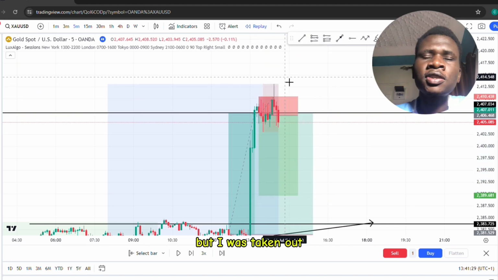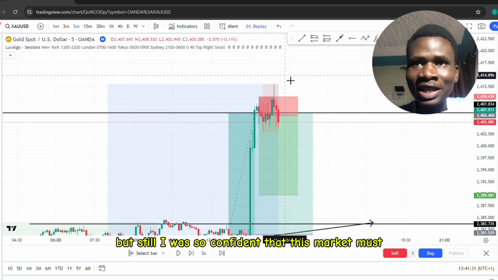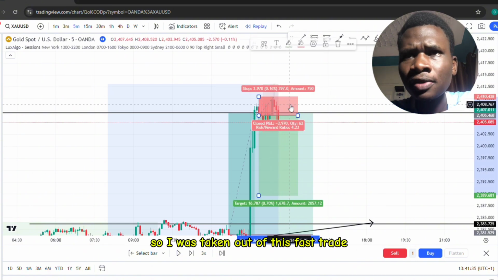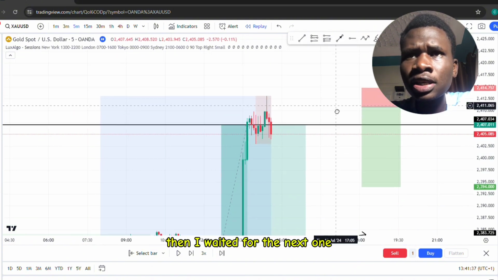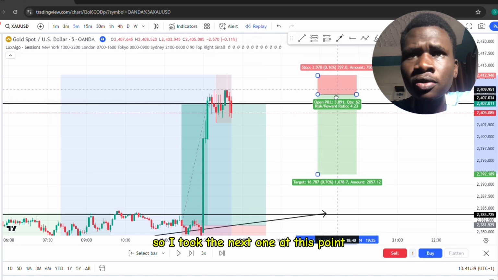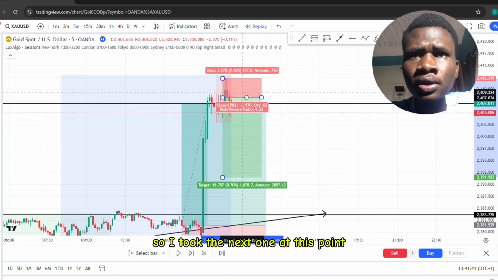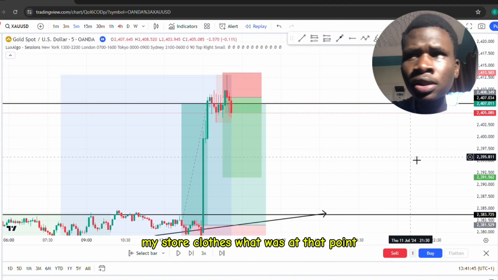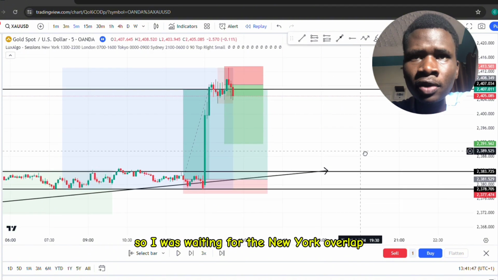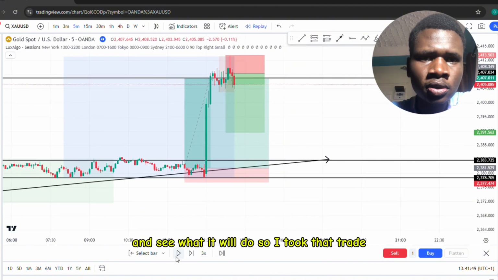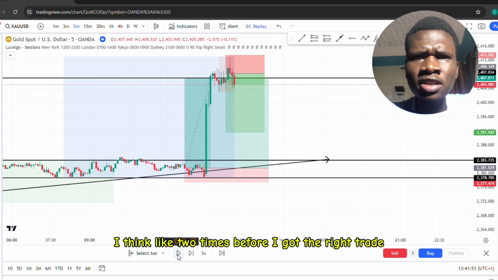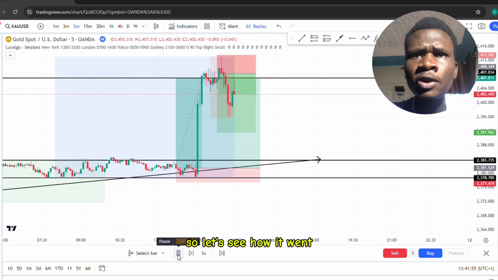But I was taken out. But still, I was so confident that this market must just come down. So I was taken out at this first trade. Then I waited for the next one. So I took the next one at this point. My stop loss was at that point. So I was waiting for the New York overlap and see what it will do. So I took that trade. I was taken out, I think, like 2 times before I got the right trade. So let's see how it went.